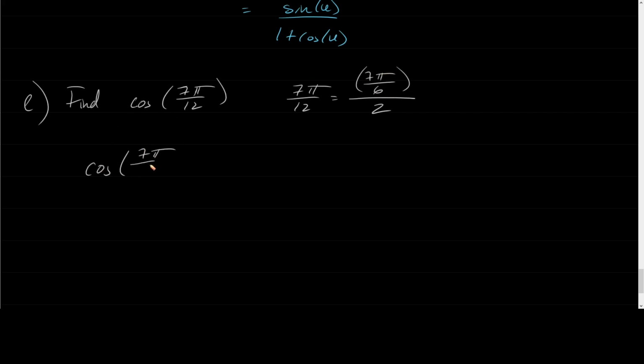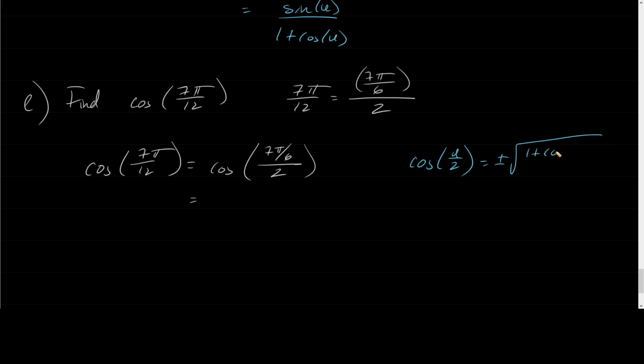Cosine of 7 pi over 12 would be equal to cosine of 7 pi over 6 divided by 2. And why do I want that? Because now this is in terms of cosine of u over 2. And we know that cosine of u over 2 is plus or minus the square root of 1 plus cosine of u, all of that over 2. And the plus or minus depended on the quadrant of u over 2.